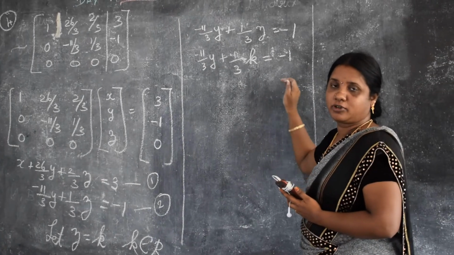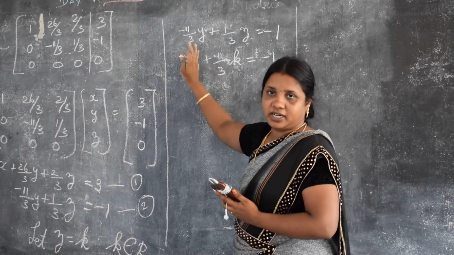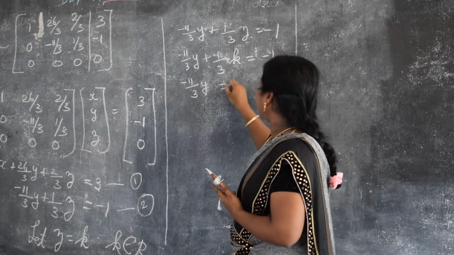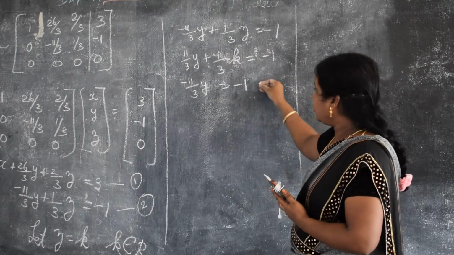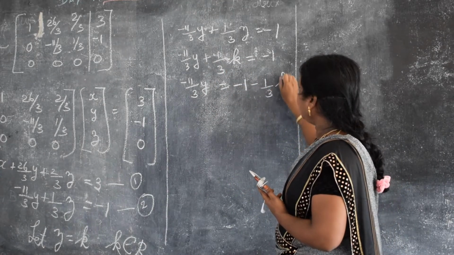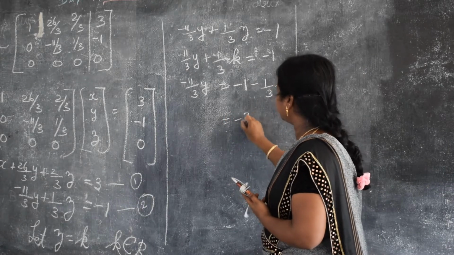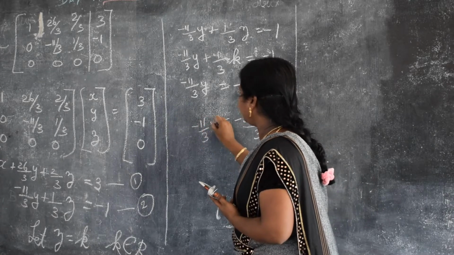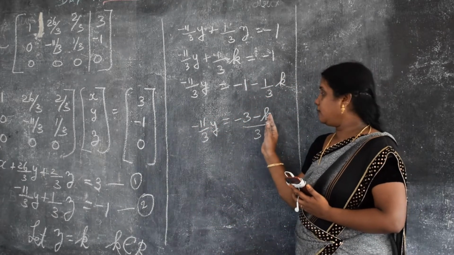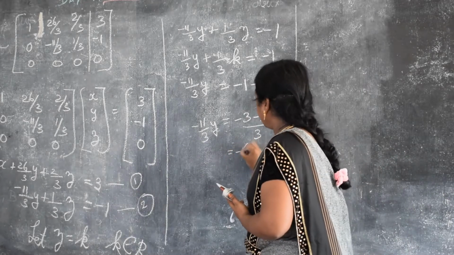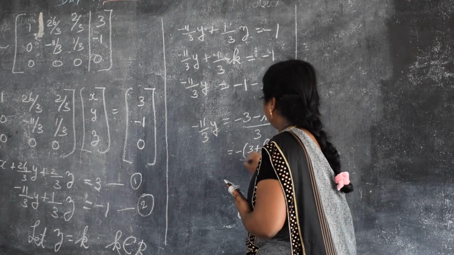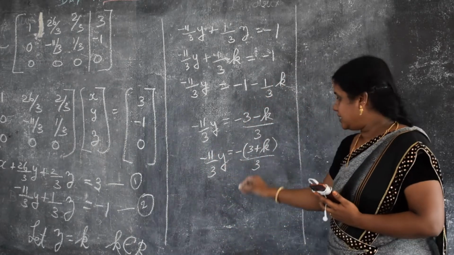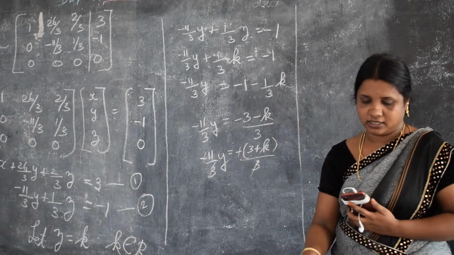So what are we going to find here? I am going to find the value of y. So I keep y on the left hand side. Everything else you take to the right hand side. When you bring this term to the right hand side, what will it become? Minus 1 by 3 k. Now take LCM: minus 3 minus k by 3 equals minus 11 by 3 into y. So now what am I going to do? I am taking minus outside. Taking minus outside, 3 plus k by 3. Here also minus 11 by 3 y. Now I can cancel. Minus minus 3 get cancelled. So now what will be there?